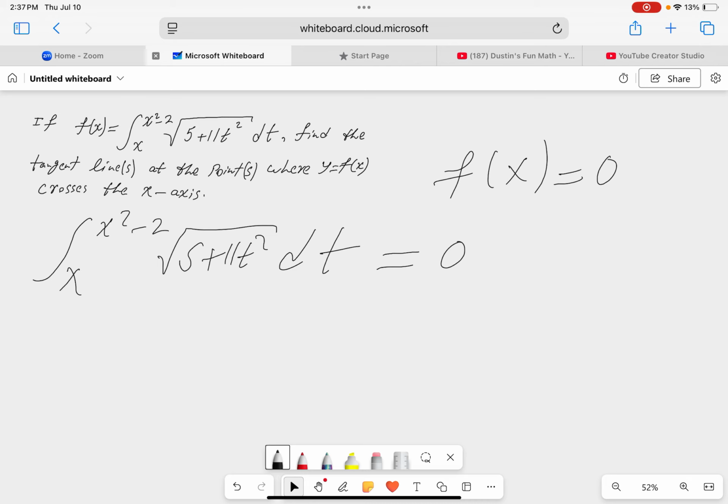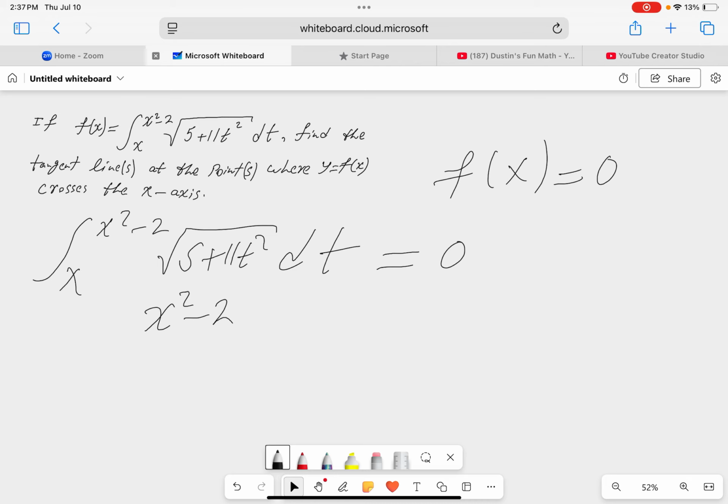All right. So what makes this integral equal to 0? There are two ways. One, if the square root of 5 plus 11 t squared is equal to 0, and we cannot make that assumption. But one thing that for sure we can assume is that x squared minus 2 and x are equal to each other. When that happens, certainly you're going to have an integral of 0. So let's equate x squared minus 2 to x and solve this for x.